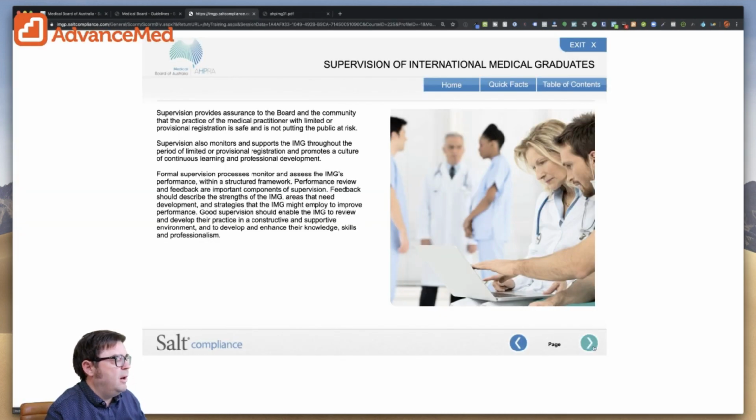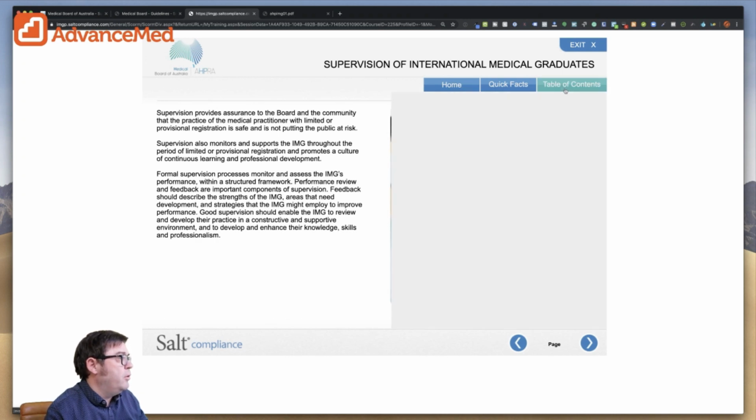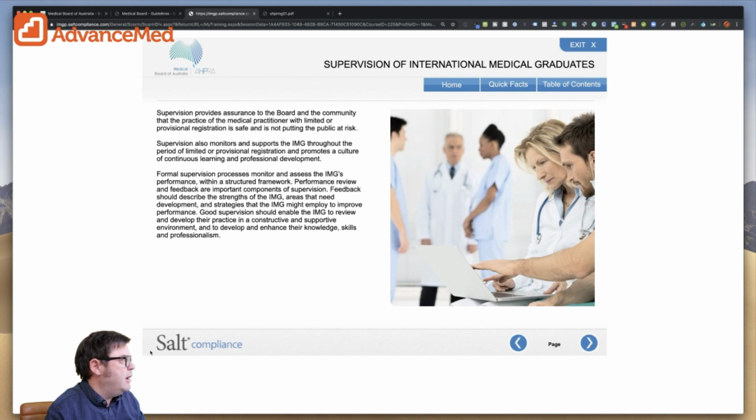Now, in terms of some critique of the e-learning approach here, by the way, we haven't got a table of contents as far as I can see. I'm on Chrome, Salt Compliance, and there's no indication as to how far I am into the training. That really tends to irritate e-learners. You need to give us some feedback. If it's going to be long, let us know. We want to gauge how we're going.